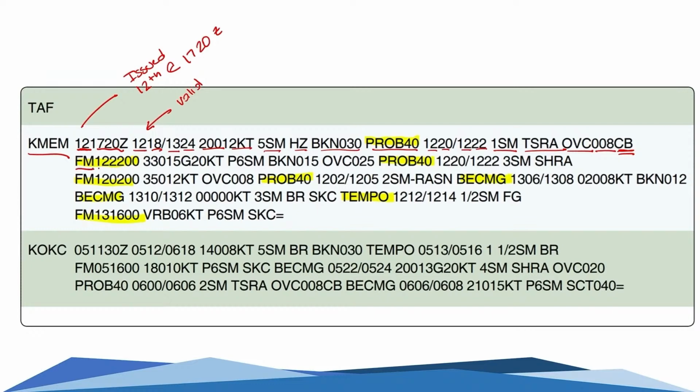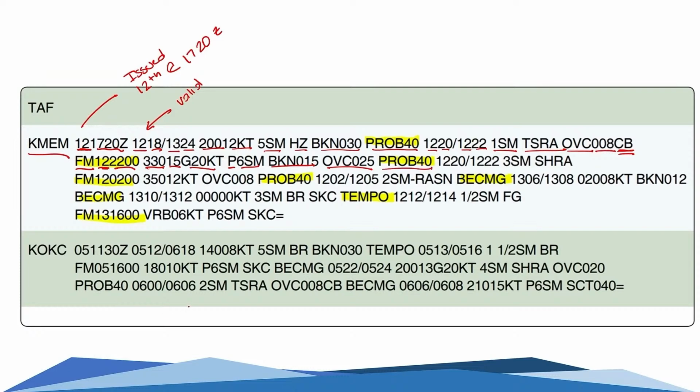Then from the 12th day at 2200 Zulu, we have the following conditions. Wind is 330 at 15, gusting to 20. The P6, P means greater than or plus, so that's greater than 6 statute miles visibility. Broken at 1500, overcast at 2500, and then we've got a new forecast period.